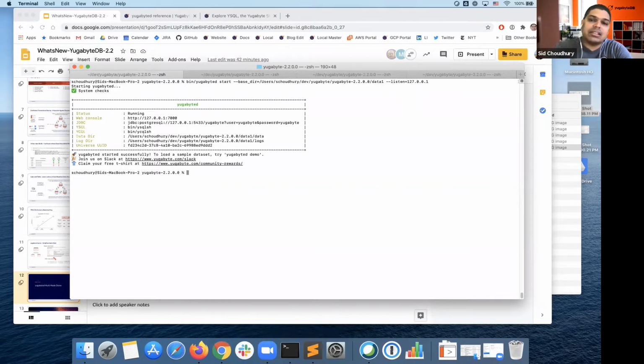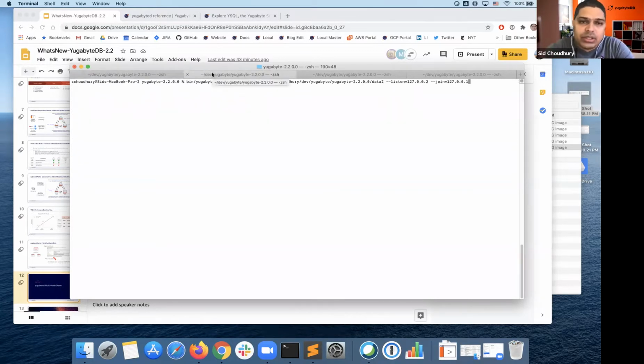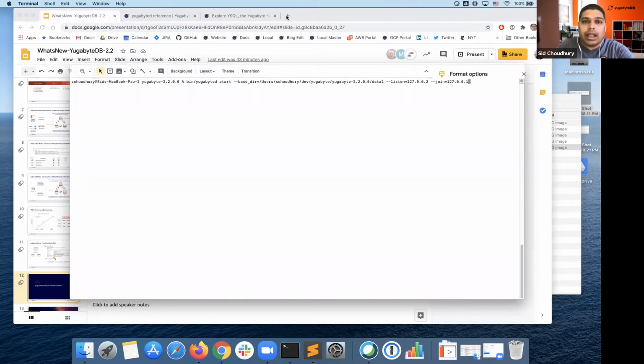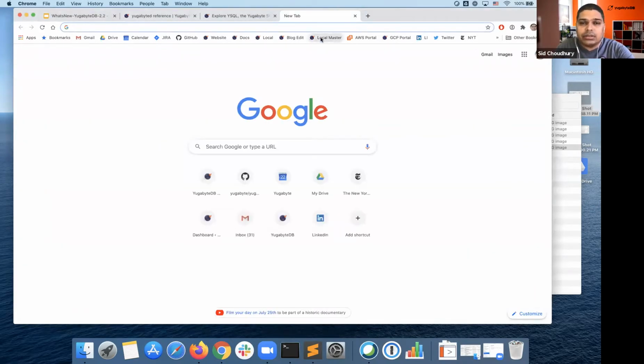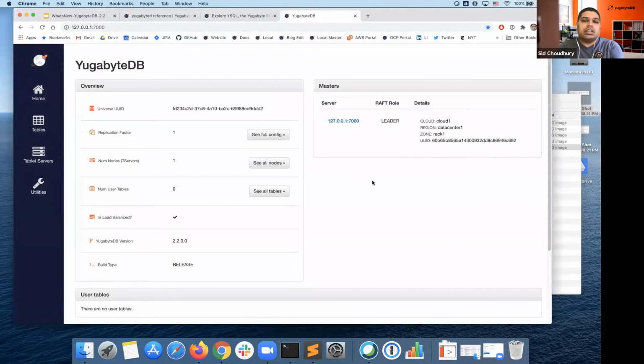And I'm giving it a listen IP of 127.0.0.1. In this one, as you can see, I am giving a different data directory, which is data2, and I'm making the servers listen on 127.0.0.2, but I'm making them join the previous one. At this time, I can show, as you can see, it's a 1 node cluster, right? So that's all well and good.